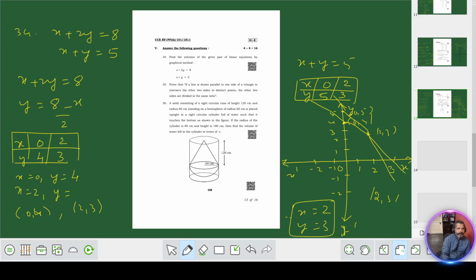We can verify it. Place x equal to 2, y equal to 3 here: 3 plus 2 is 5, and 4 plus... x plus 2y is 2 plus 6, which is 8. Right? So it's proper. Got it? I have not drawn the graph properly, but the points marking I have shown. You just use a scale, draw, connect them and produce it. You will get the proper graph. Okay. We'll see the next question.